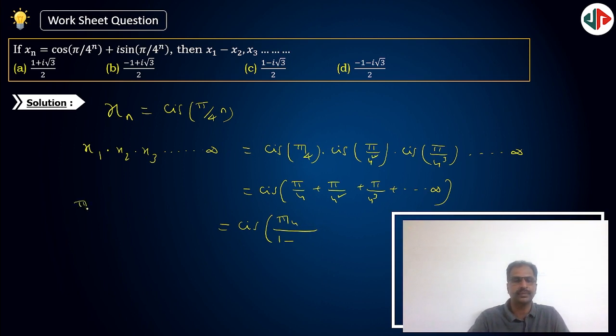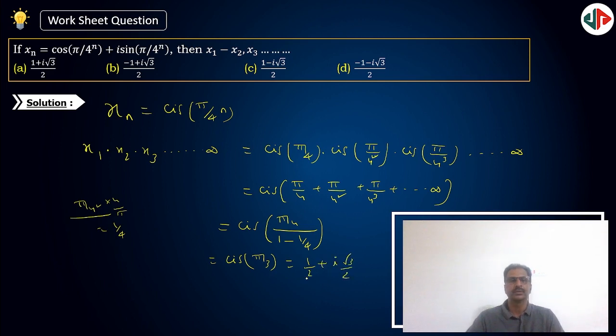What is the ratio of pi by 4 square by pi by 4? That is into 4 by 5. So 1 by 4 is the common ratio. Then what you get? Cis pi by 3. Cis pi by 3 means cos pi by 3, 1 by 2 plus I into sin pi by 3, which is root 3 by 2. So 1 by 2 plus I root 3 by 2, option A.